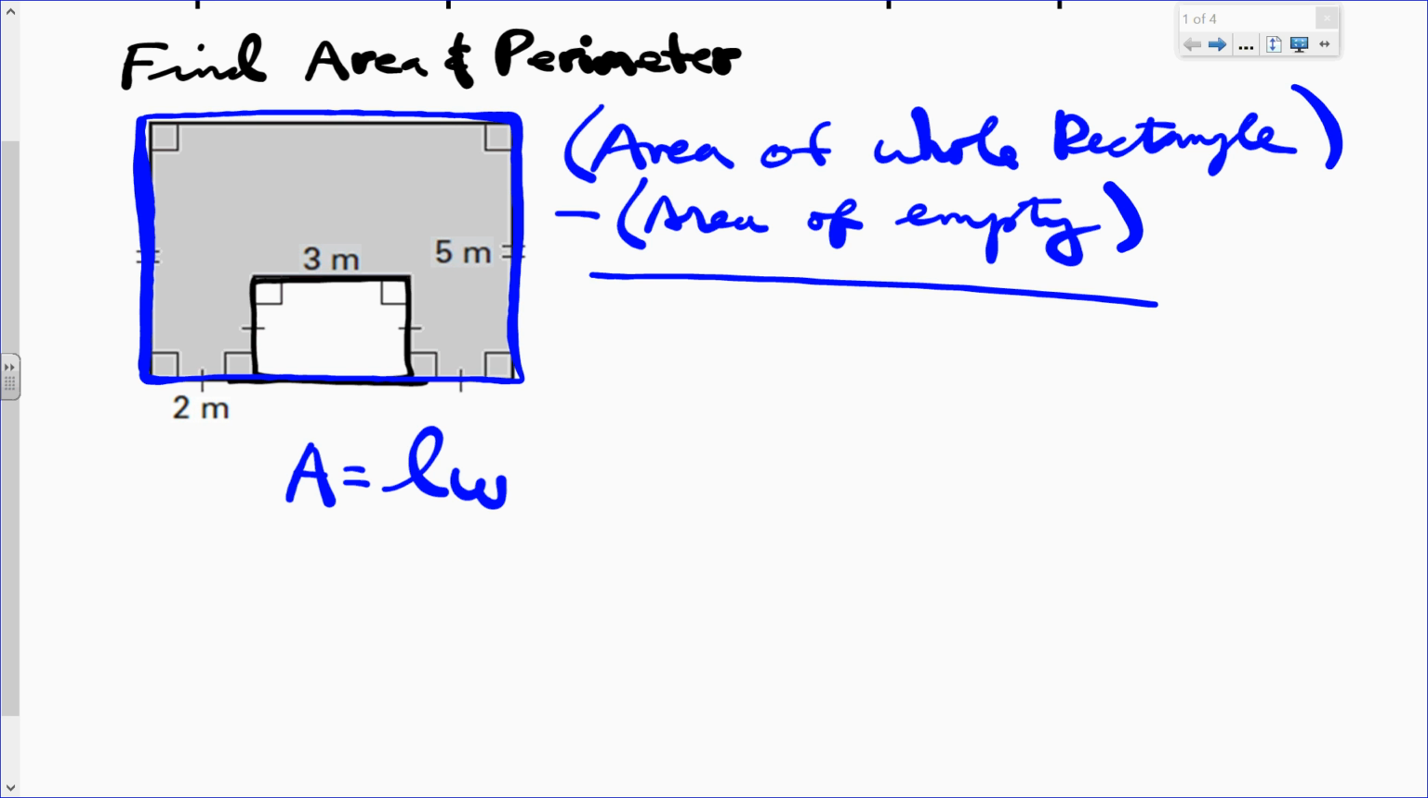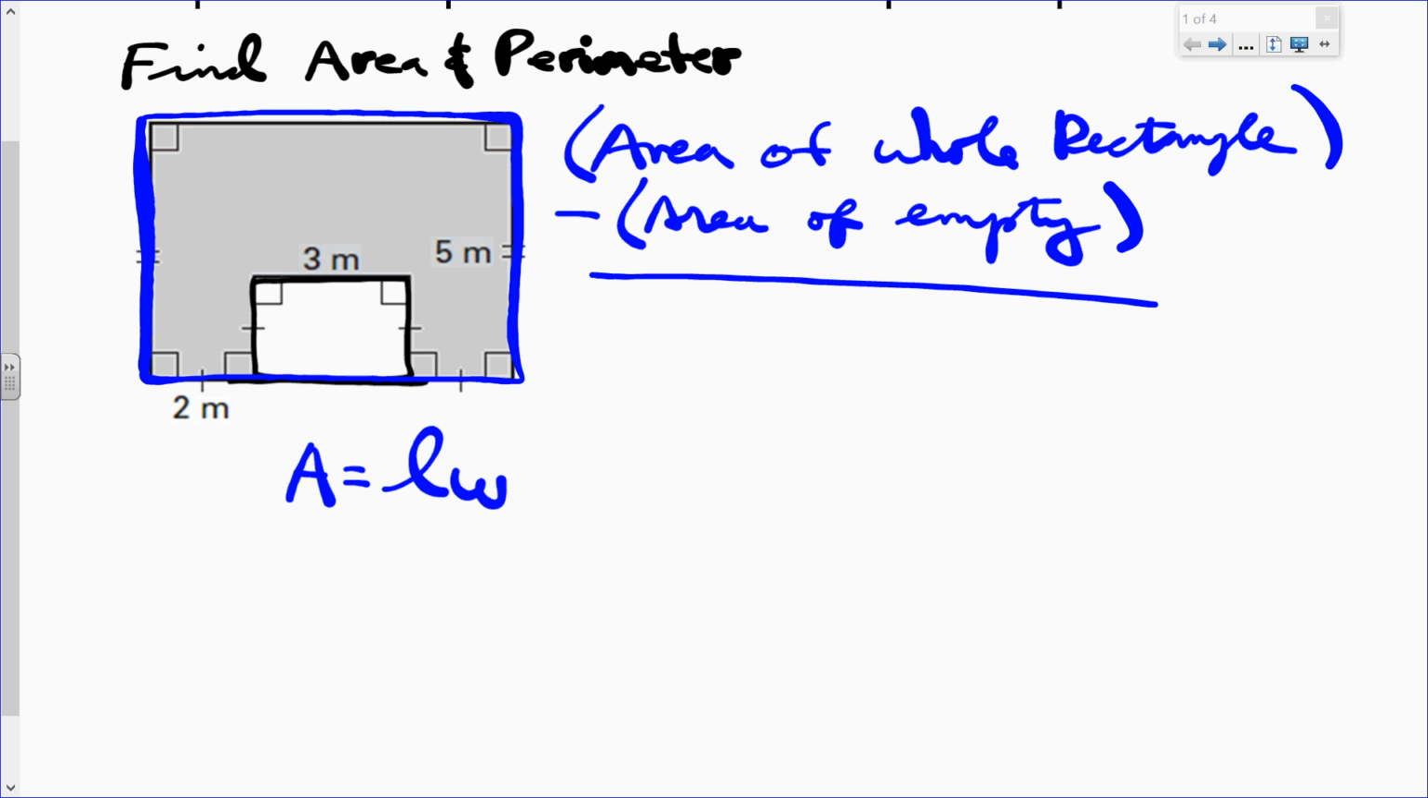I'm going to pretend everything's gray. I'm going to pretend that this white empty area is not there. I'm pretending everything's gray for now. Let's just pretend. Let's make believe. Okay, so if I'm going to find the area of everything highlighted in blue, that's the length and the width. The shape is a rectangle.